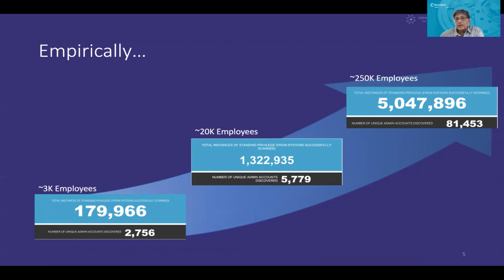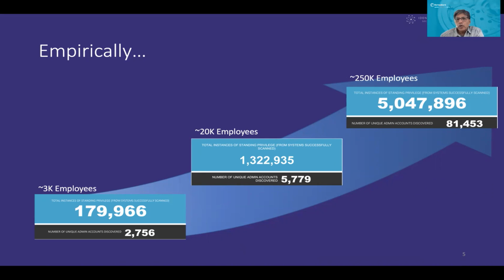And empirically, this is what we see, right? These are real examples: a small enterprise with about 3K employees, a mid-sized enterprise with about 20K, and a very large enterprise with over 200,000 employees. I'll focus on the middle one, right? There are just under 6,000 unique admins, what you see in the black bar at the bottom: 5,779 unique administrators amongst the 20,000 employees at this particular company.